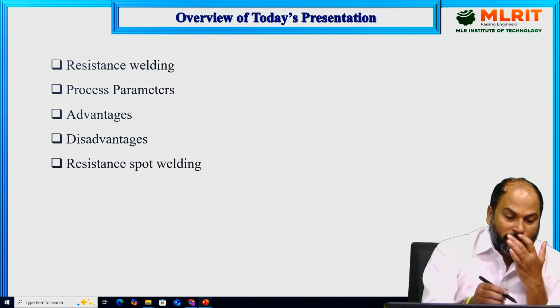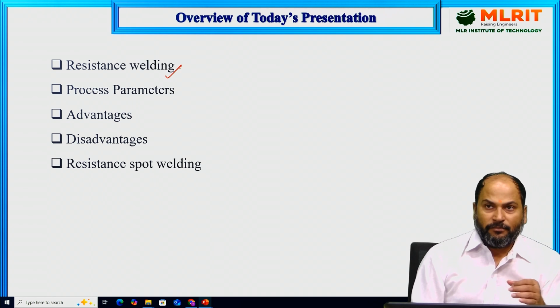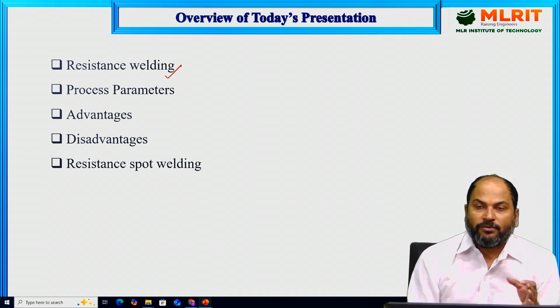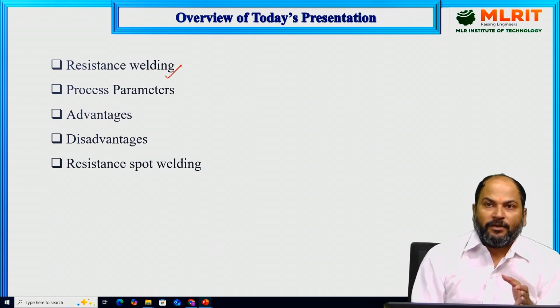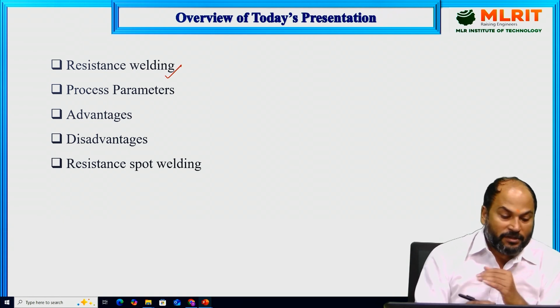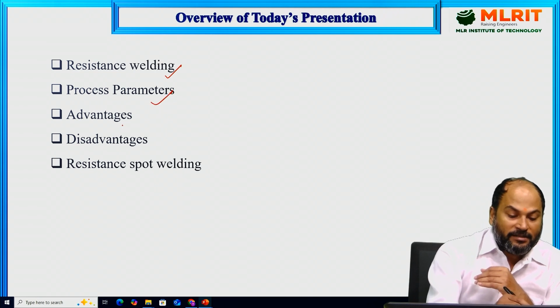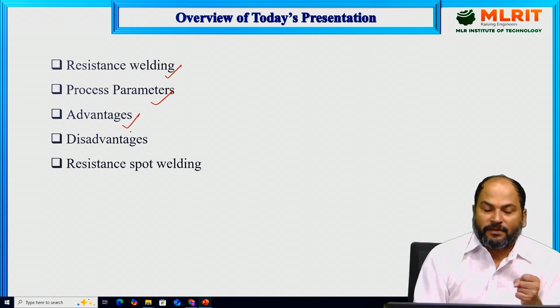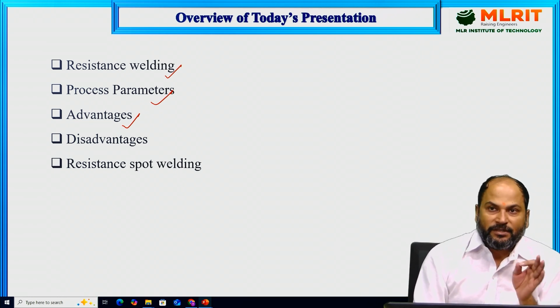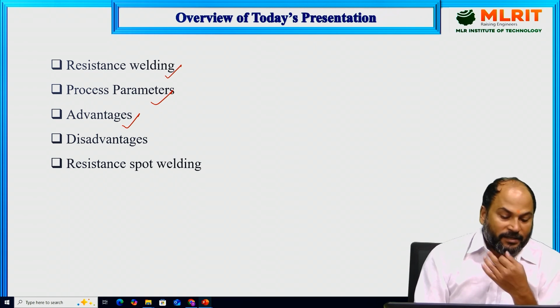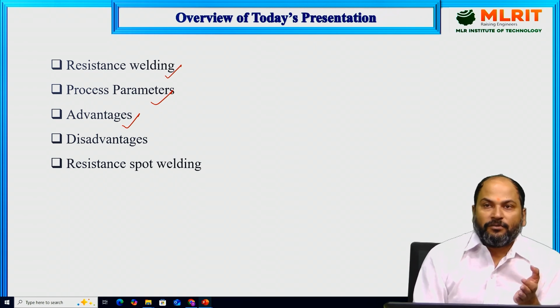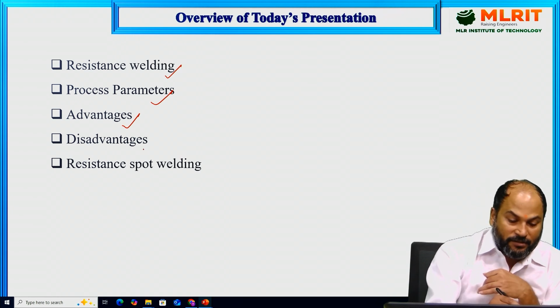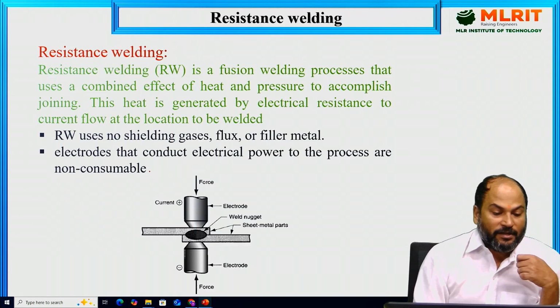So first we'll see what is resistance welding. Then we'll see what the process parameters are and how these process parameters affect the weld quality and other things, of course. Then we'll see the advantages of this process, and then the disadvantages. Resistance welding has different types, but the one in our syllabus for the second year is resistance spot welding, so we are going to cover this also in this lecture. First we'll start with resistance welding.